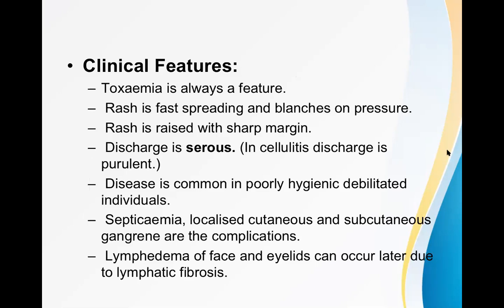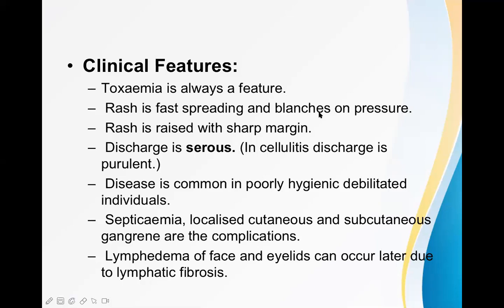Now, what are the clinical features and how is it diagnosed? Toxemia is always a feature here because this is involving the superficial part of the dermis. It has already involved lymphatics and some of the blood vessels. So toxemia features are common. Now, if they ask you what are the features of toxemia, you can confidently say fever, myalgia, arthralgia, headache. Fever is a very important one.